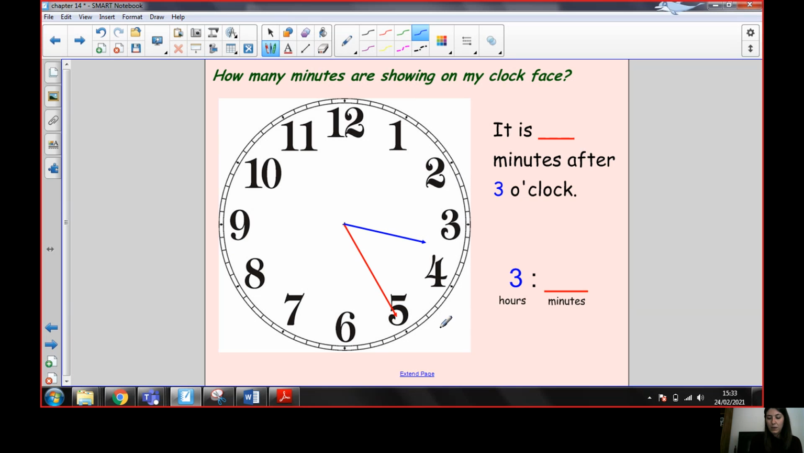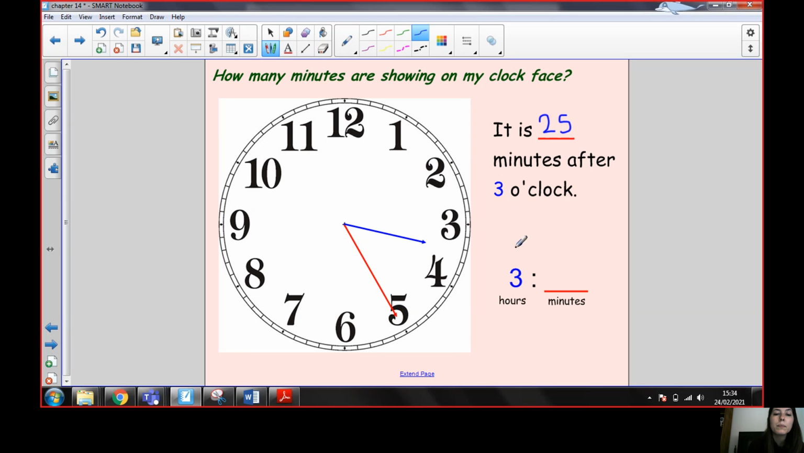Oh, this time I've included an hour hand. But notice how today I have told you what hour we are in because we're just focusing on minutes today. So we know it's so many minutes after 3 o'clock. Let's look at our minute hand. Remember, that's the longest one. How many minutes does the number 5 represent? Let's count around that clock. 5, 10, 15, 20, 25. It must be 25 minutes after 3 o'clock.